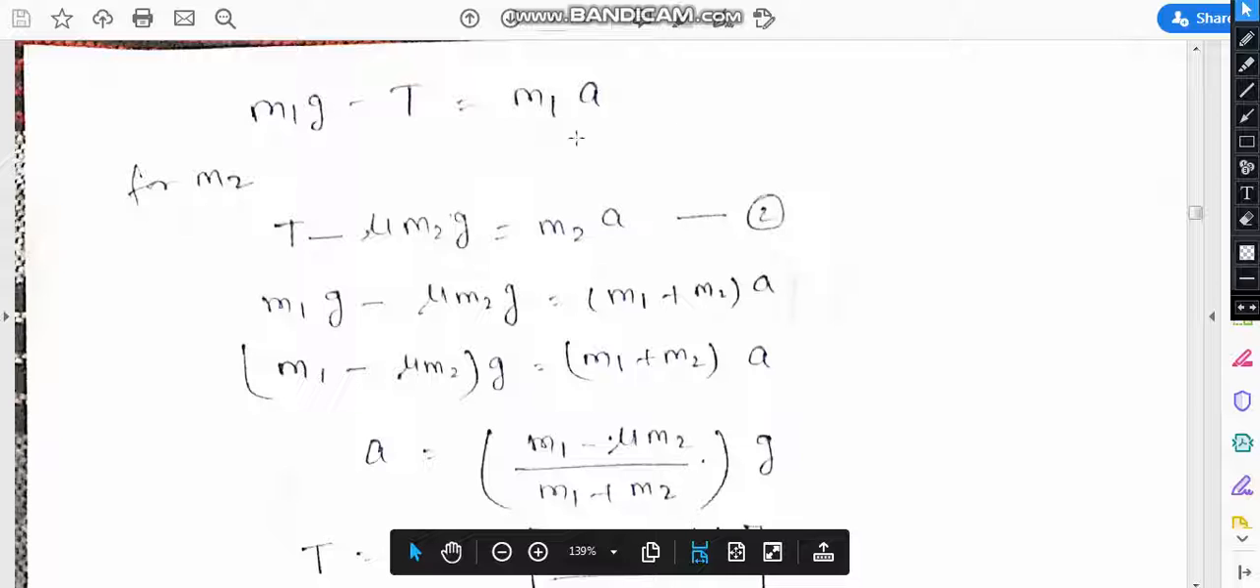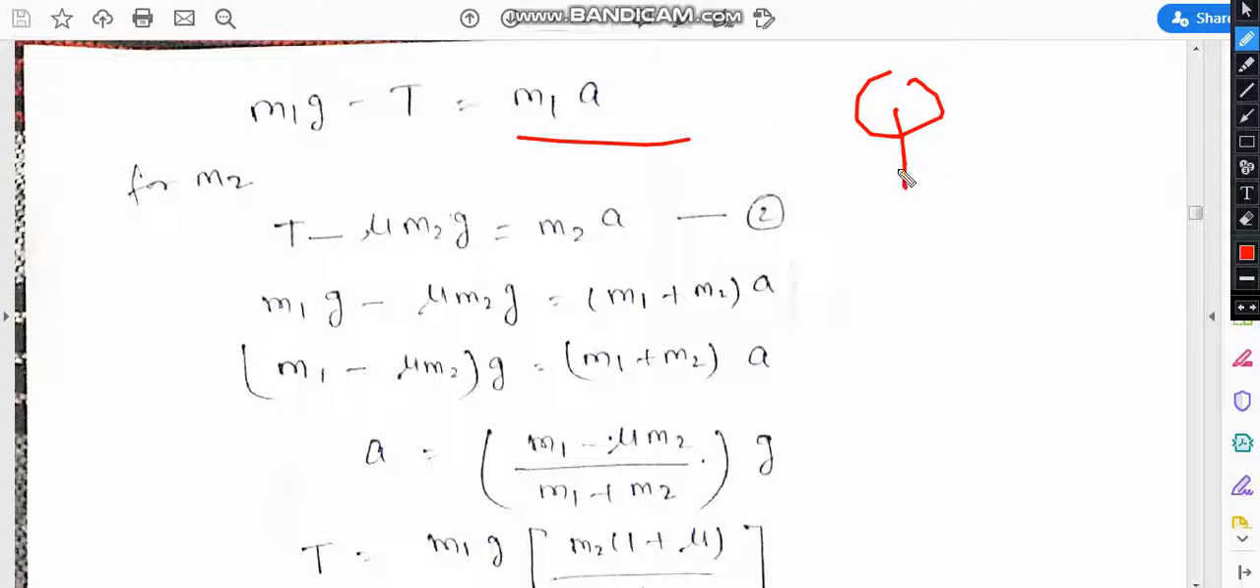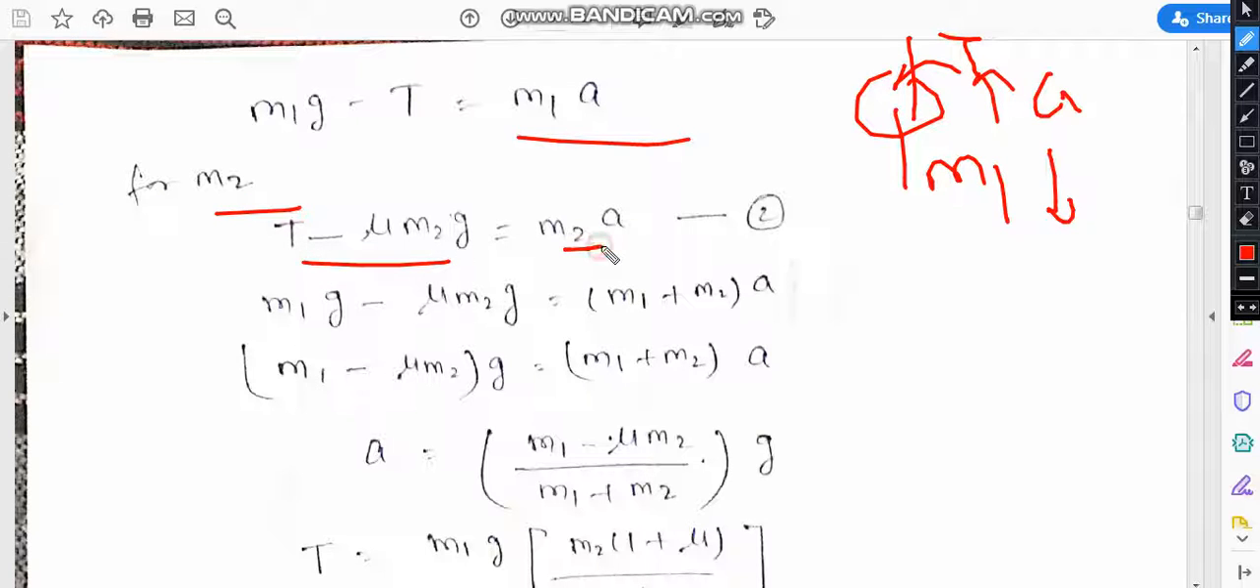So m1g minus T equals m1a, that is for this object, because m1 is going downward and a acts in the same direction, with tension T acting upward. Similarly for m2, T minus mu m2g equals m2a. Again by using these two equations we can obtain the acceleration as well as the tension.